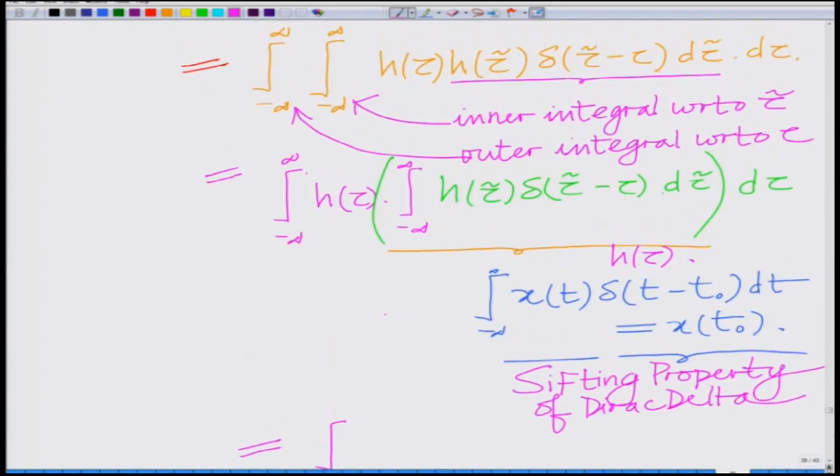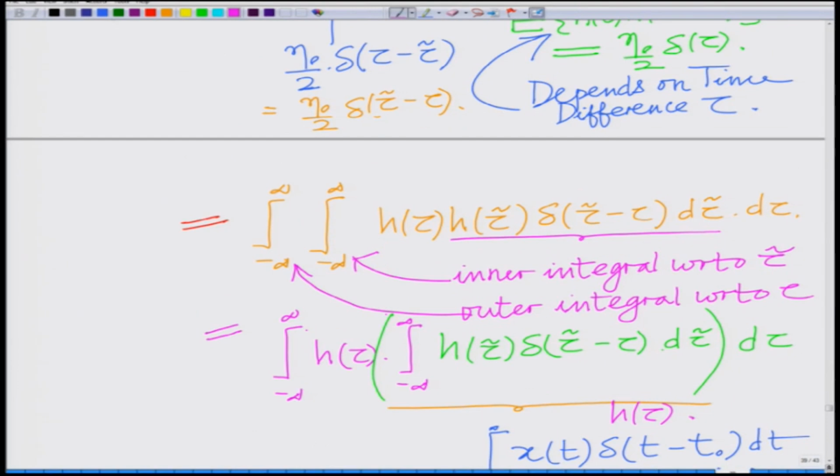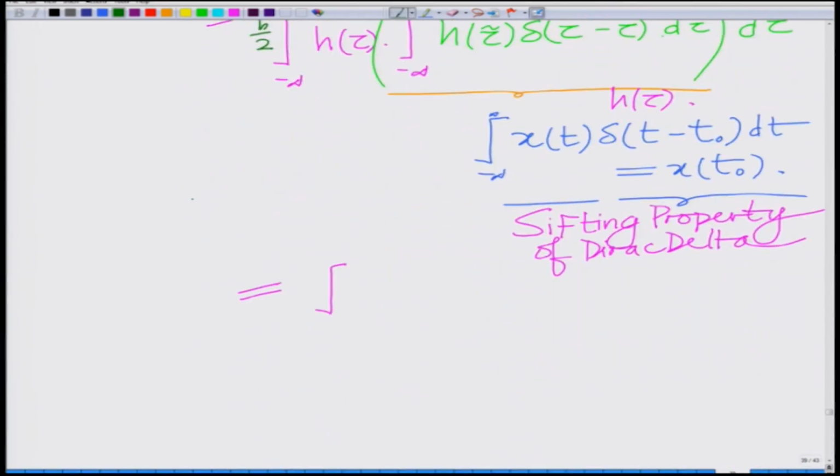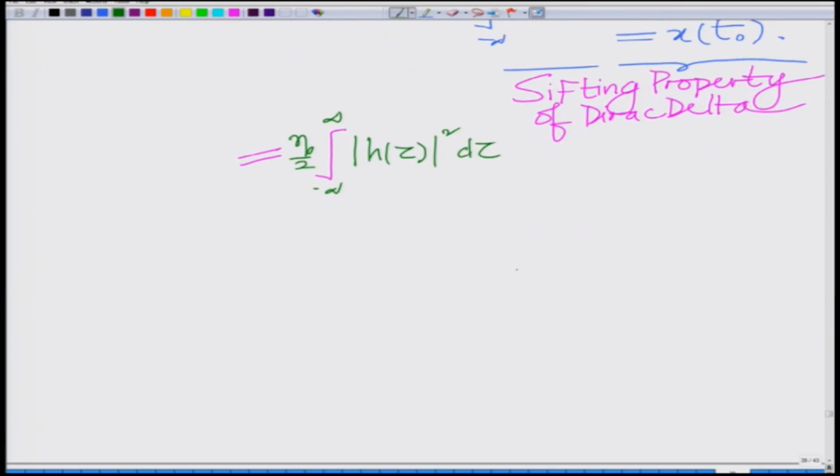Of course, there is going to be an eta naught by 2, I am sorry, I have missed the factor, but eta naught by 2 is a constant. So, that will come outside of the integral, no need to worry about that. So, this is eta naught by 2 integral from minus infinity to infinity, and what you have is something very interesting, mod h of tau square, or since all the quantities are real, you can also write it as h tau square, but we will leave it as mod h tau square just to also account for the general scenario.